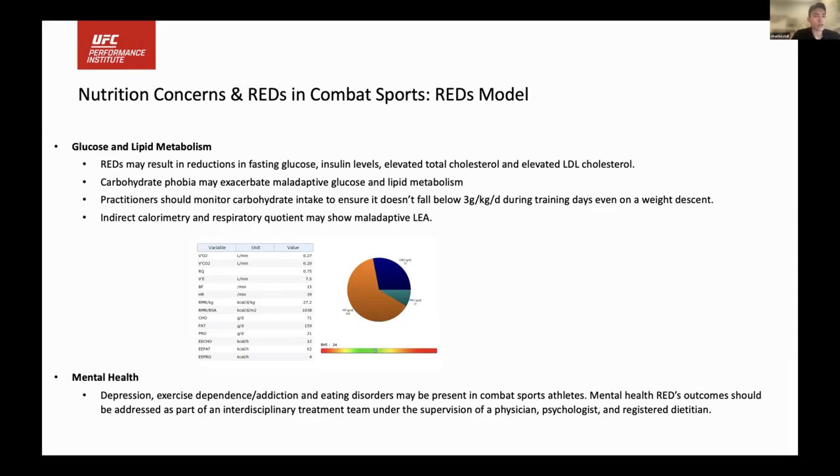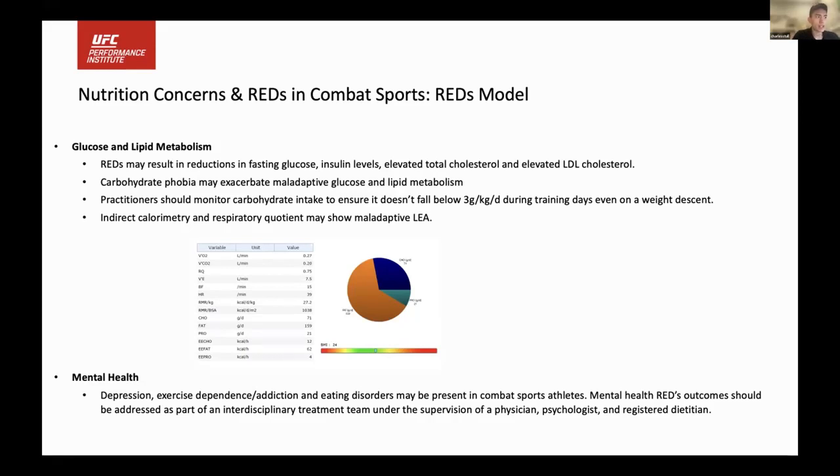A very useful tool that we have is indirect calorimetry, as it shows the respiratory quotient, AKA substrate utilization. As you can see in this example, this very carbohydrate-phobic diet had a respiratory quotient between 0.7 and 0.8, which highlights an over-reliance on fat as an energy substrate and a low energy balance.